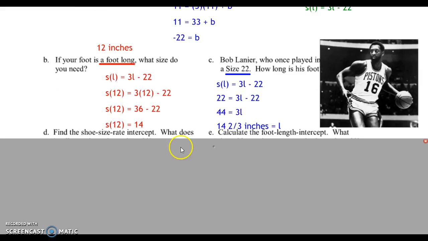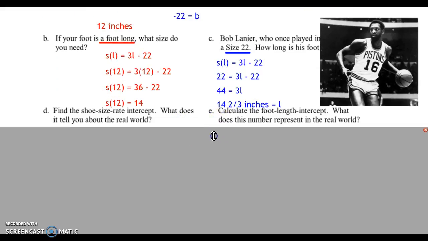Next, find the shoe size rate intercept. What does that tell you about the real world? And also calculate the foot length intercept. What does that number tell you in the real world? Go ahead and pause the video, and I'll be back in a moment.